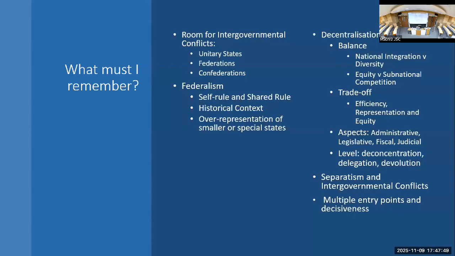Now, this is what you should remember. The room for intergovernmental conflicts, unitary states, federation, confederation. Federalism, we talked about self-rule and shared rule, historical context, overrepresentation of smaller and special states, decentralization, balance, trade-off, aspect, level. We also discussed at length separatism and intergovernmental conflict, and multiple entry points and decisiveness.